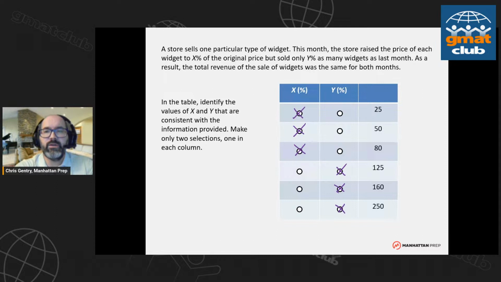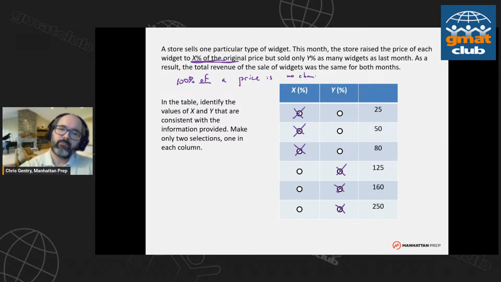The price is raised. So why do we not say, well, it's raised, so it's a 25% increase? Your X% is a percentage of the original price. 100% of a price is no change. It's only if you exceed 100% of the price do we actually get an increase. So X has to be higher.